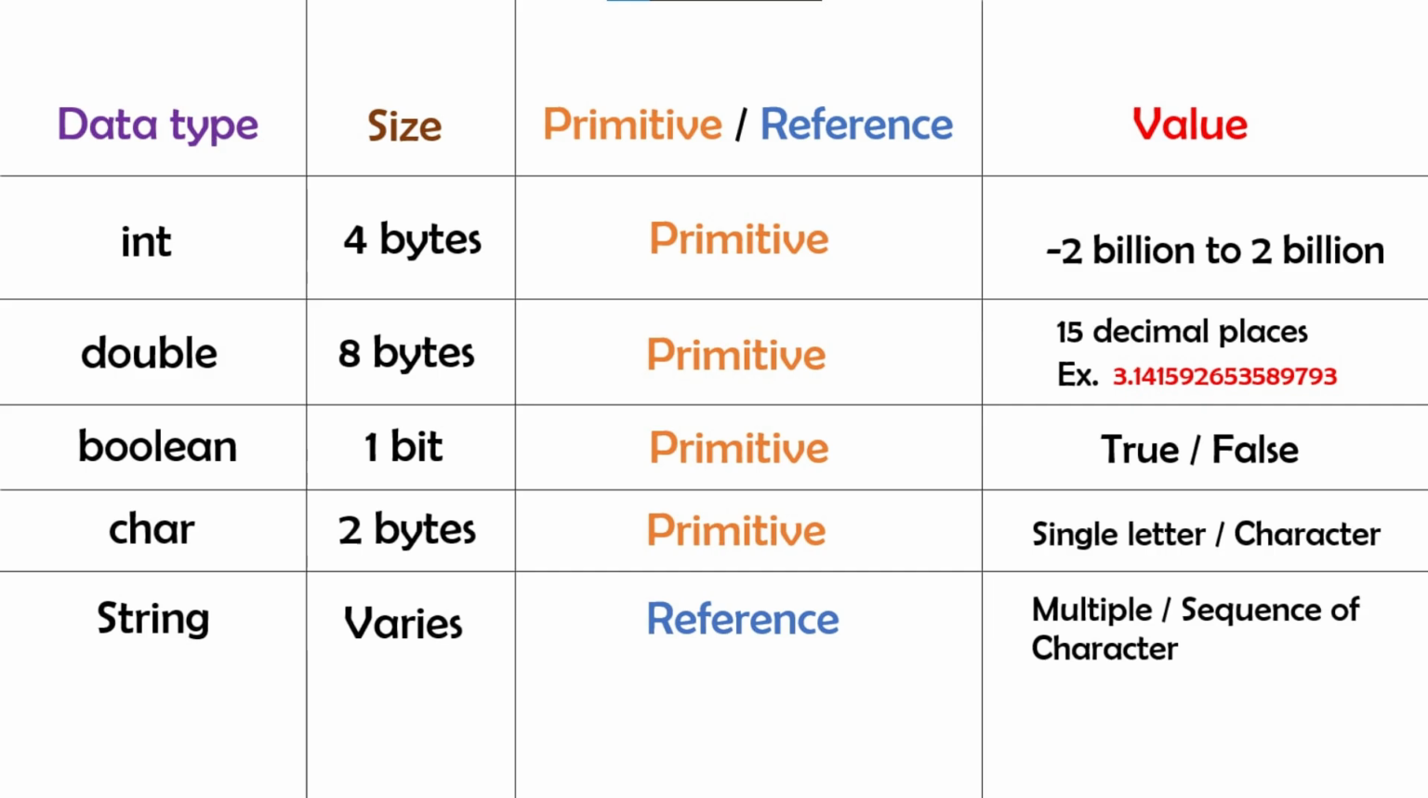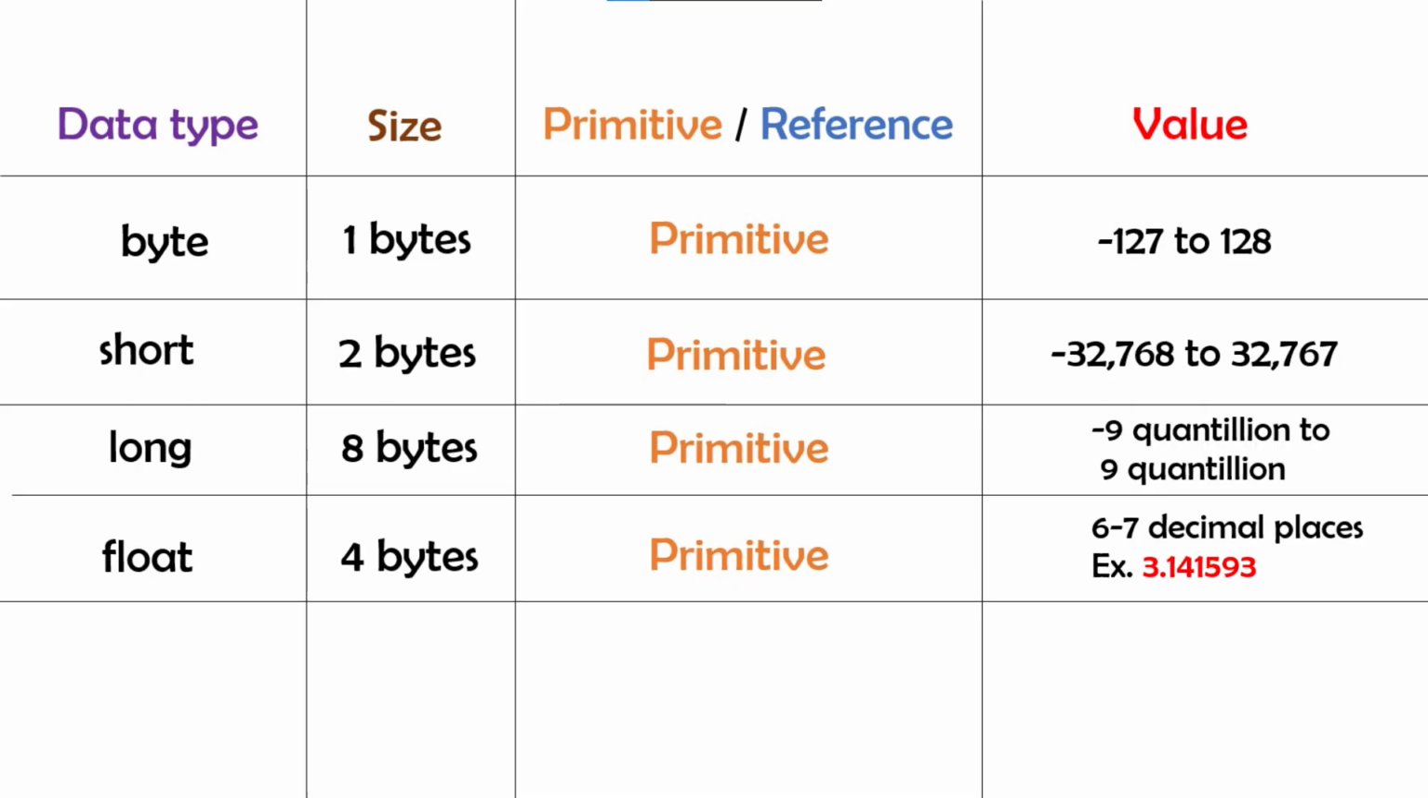So its size is 1 bit, and it can store only 2 values, that is true or false. Next is char. Its size is 2 bytes, and it can only store 1 letter or character. Next is string. The size varies on how many characters you put, and the value it can store is a sequence of characters. These are the data types you will usually use or you will handle in most cases. Now there are more data types, but hindi naman to masyadong nagamit, but I'm still gonna talk about it.